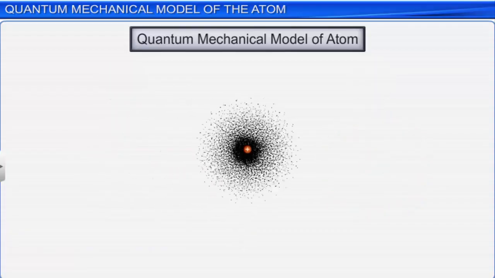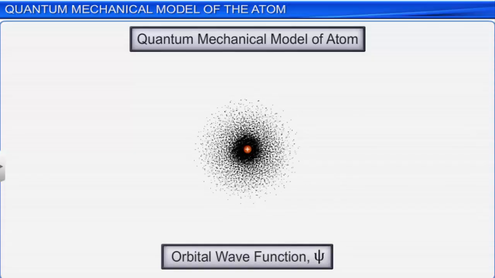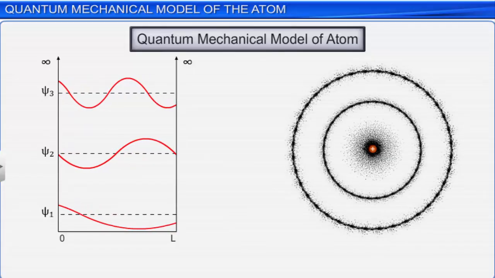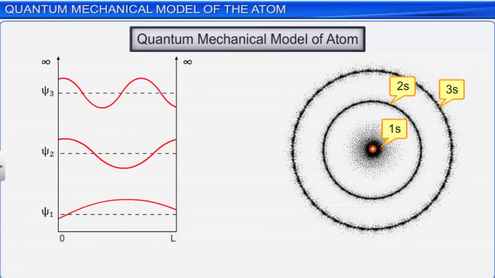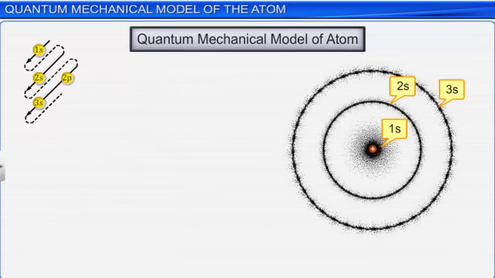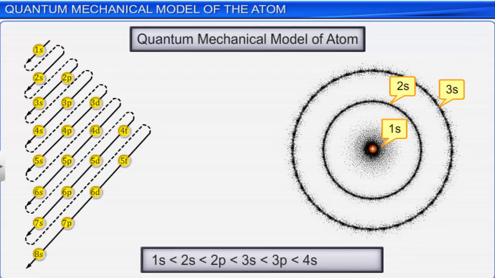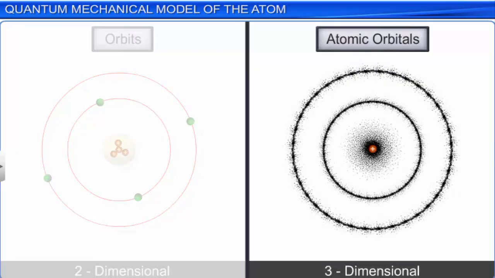The atomic orbital for the electron is given by its orbital wave function psi. There are multiple atomic orbitals in an atom, as an electron can have many wave functions, each of which contains a maximum of 2 electrons. In a multi-electron atom, the electrons are filled in various orbitals in the order of increasing energy. Note that these orbits are 2-dimensional circular paths around the nucleus, in which the electrons revolve, whereas atomic orbitals are 3-dimensional regions around the nucleus, where the probability of finding an electron is the maximum.